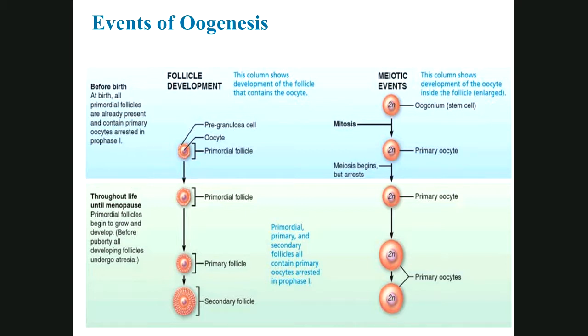So in the primary oocyte, the meiosis began, but it stopped, and it will resume after. It will stop exactly at prophase I. The primary oocytes stop at prophase I. During this time, the oogenesis takes years to complete. Inside these primordial follicles, they develop before birth, even at the fetal stage.